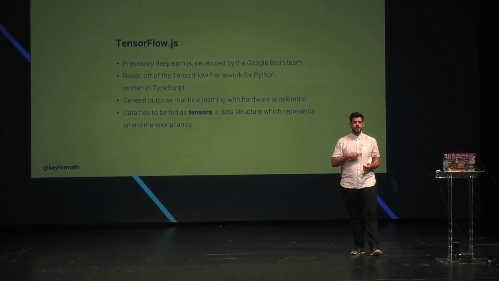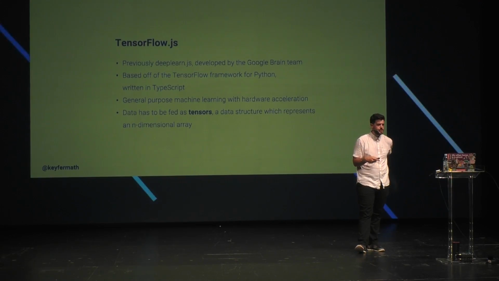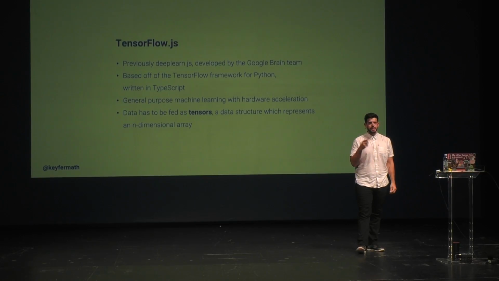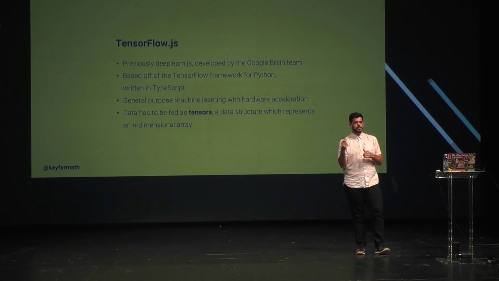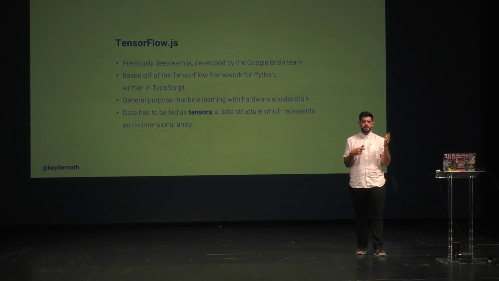And it's a general purpose machine learning with hardware acceleration. So what does that mean? So that means we can do things like natural language processing. That means we can do regression, object classification, generative art. It can do a number of different machine learning techniques and implementations. Data, in this case, has to be fed as tensors, which is a data structure which represents an n-dimensional array, as opposed to the last one, which we needed to pass in just a simple array.